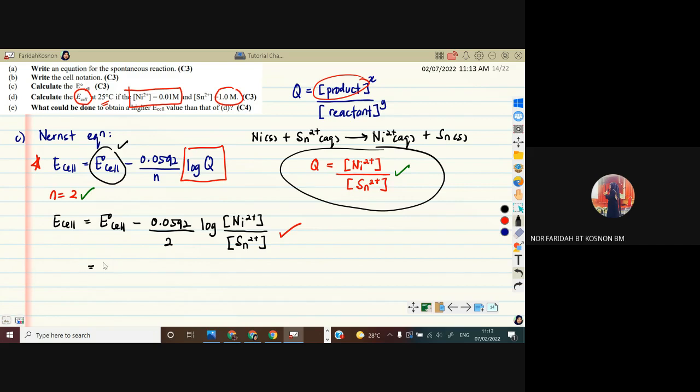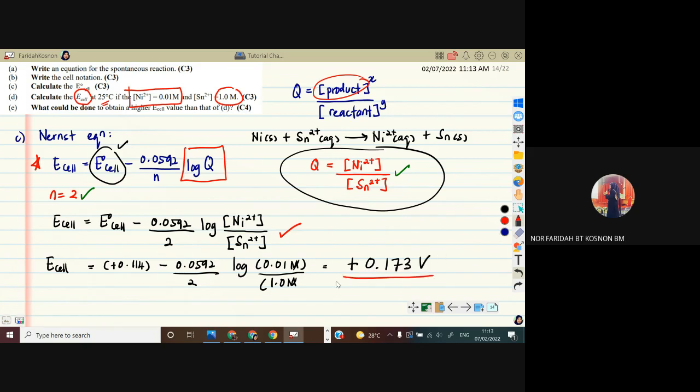Okay, so now continue to calculate the E cell. So E°cell just now is positive 0.114, divide 0.0592 over 2 log the concentration of nickel ion given in the question is 0.01 molar, alright, divide by the concentration of tin ion 1.0 molar. Okay, so you use your calculator, you will get the answer E cell. Okay, supposed to be di sini kalau saya salah bagi tahu positive 0.173 volt. Okay, dengan sign, dengan unit.